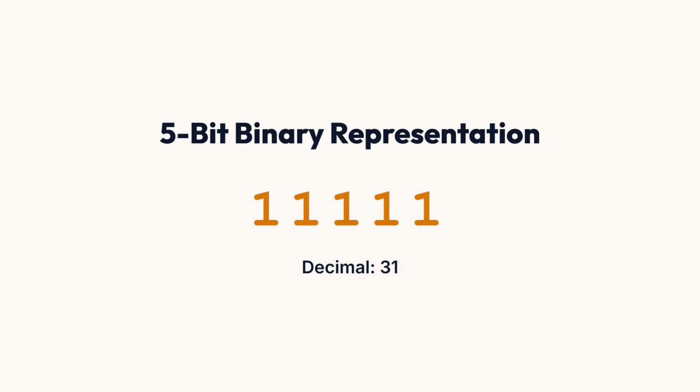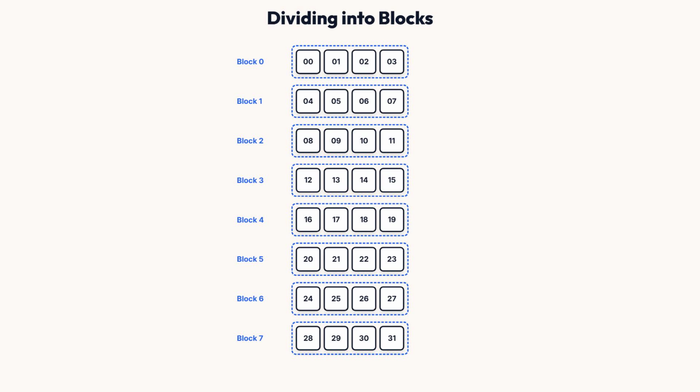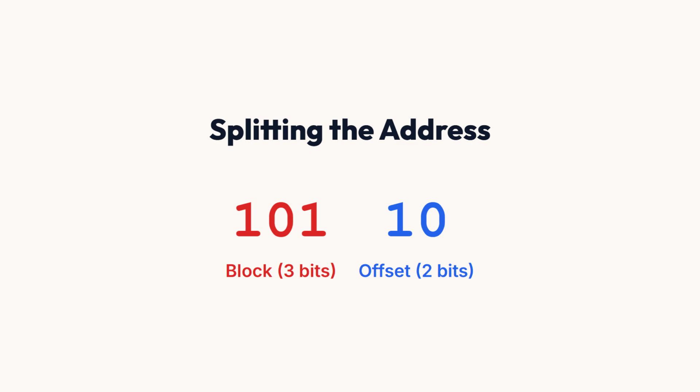Now let's take this one step further. Instead of treating memory as individual bytes, we divide it into blocks. Let's say each block has 4 bytes. So now we have a total memory of 32 bytes, and each block is 4 bytes, which means we end up with 8 blocks. Now comes the most important idea. Each address is made up of 5 bits, and we split those 5 bits into 2 parts: the block number and the offset inside the block.